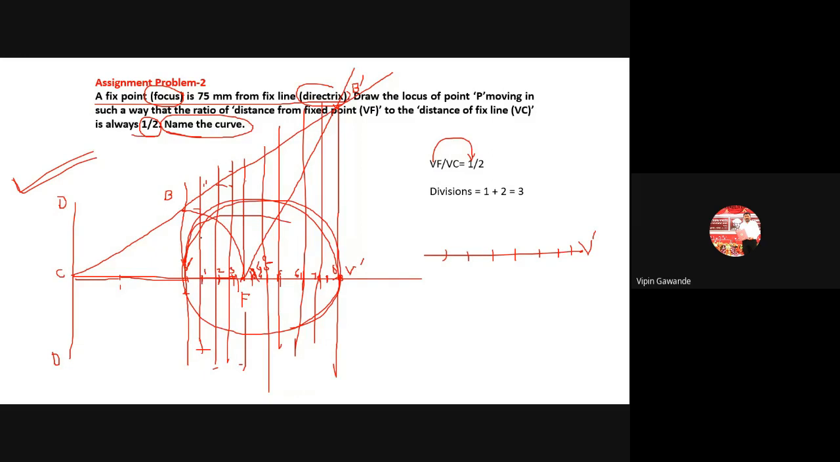So ellipse is over, so you draw the ellipse by focal directrix method. So that is your first assignment. Okay, so thank you very much. So if you have any difficulty, you can ask me. I will explain.